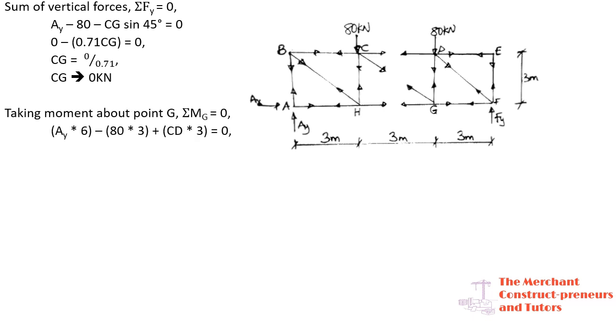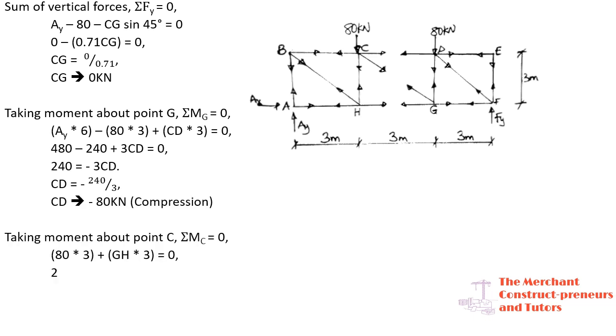And taking moment about point G. Point G here. So everything we are going to move from here to point G. AY multiplied by 6. This 80 multiplied by 3. Then you have CD multiplied by 3. So those are the three components you have for taking moment about point G. So when you substitute and compute, you have CD as 80 kilonewton compression member.